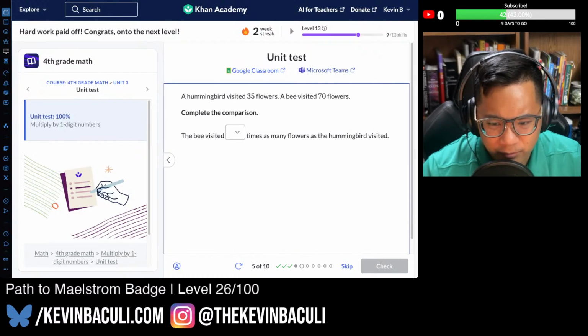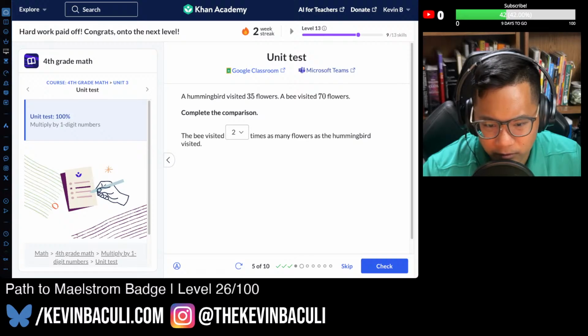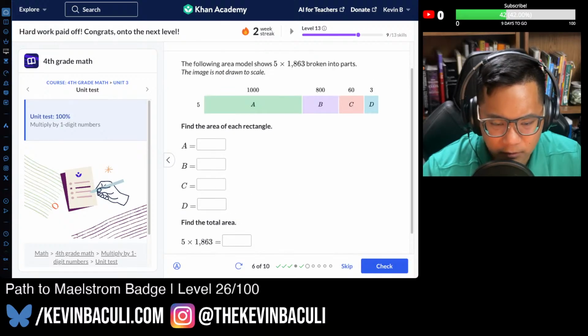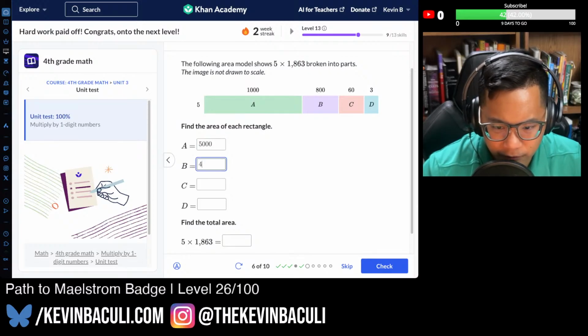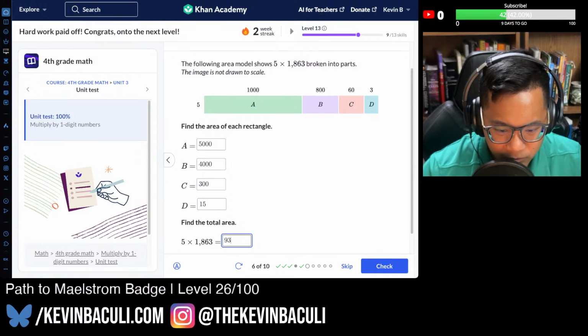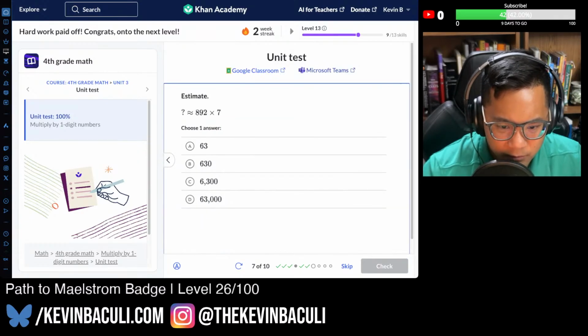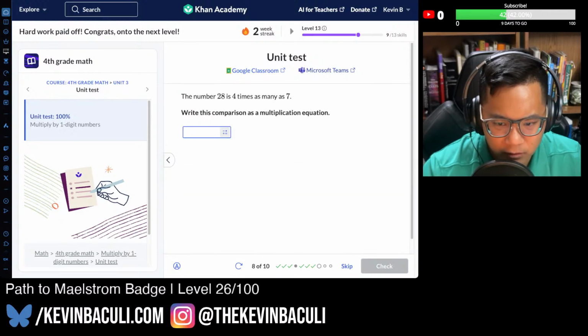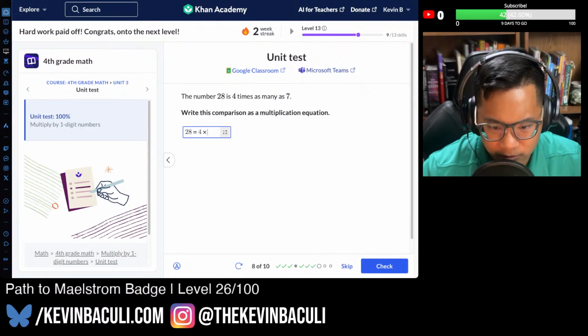A hummingbird visited 35 flowers. A bee visited 75 flowers. Bee visited twice as many. 2 times as many. A is 5,000. B is 4,000. C is 315. 9,315. Estimate 6,300. The number 28. 28 equals 4 times 7.